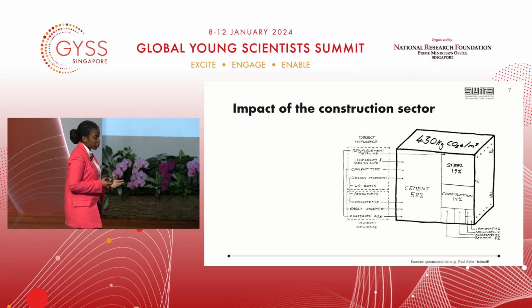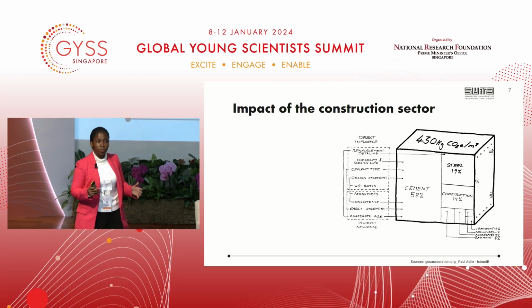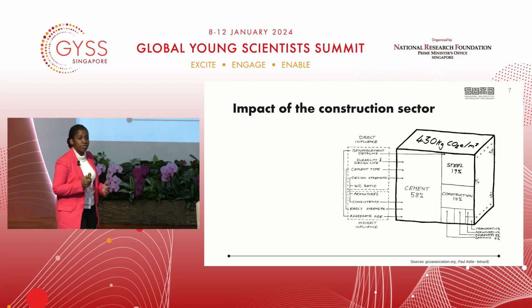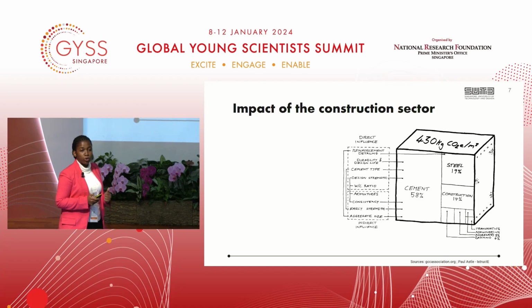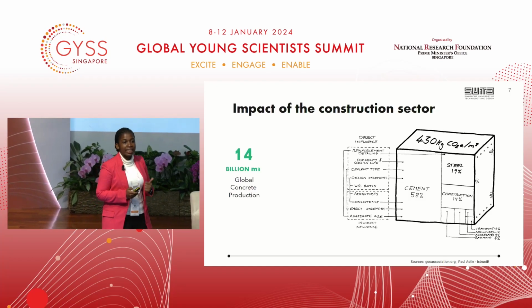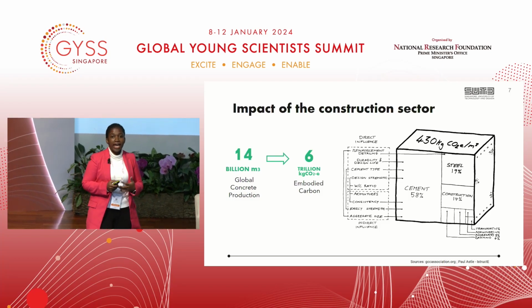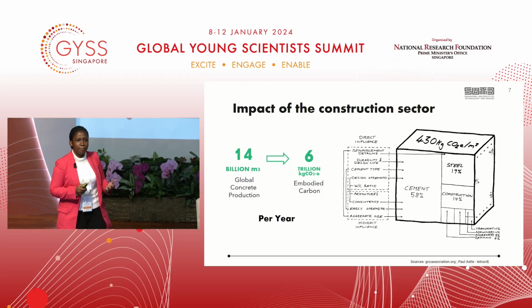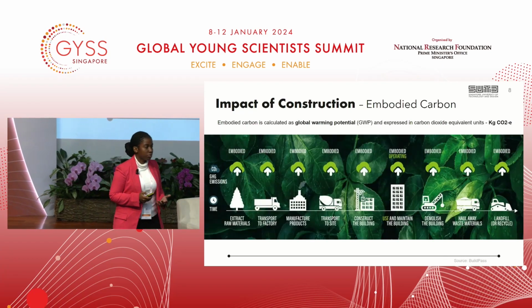So I want you to imagine a 1 meter cube of concrete. It's just about this size. 1 meter cube of concrete is about 430 kilograms of carbon dioxide equivalent of embodied carbon. Now globally, we produce about 14 billion meter cubes of concrete. And this is equivalent to about 6 trillion embodied carbon every year. So we can see the amount of impact that we are creating from the construction sector, and we really need to do something about it.